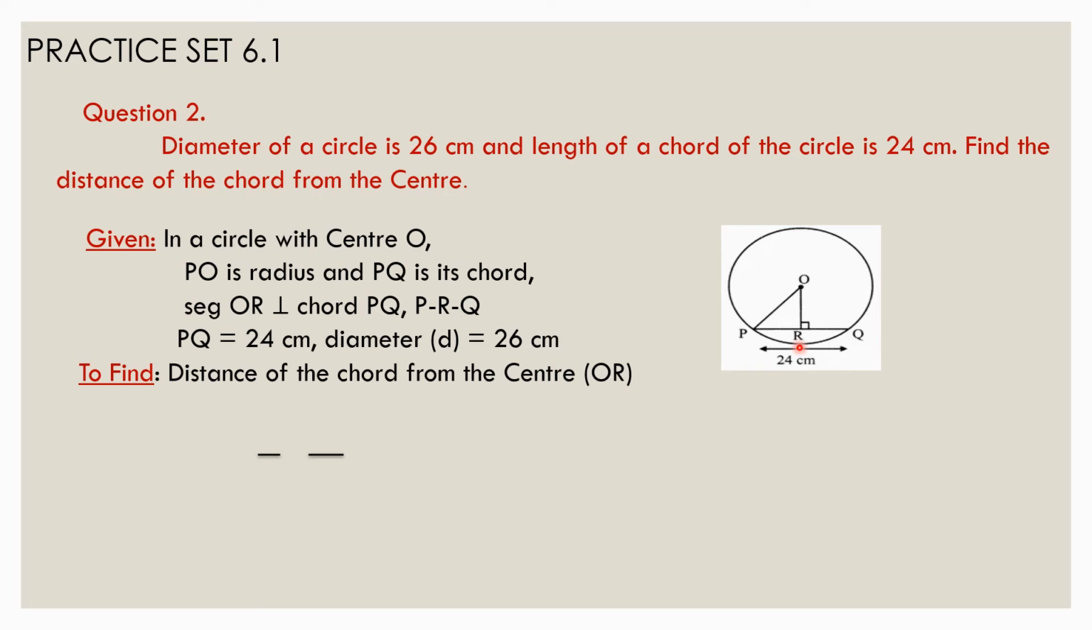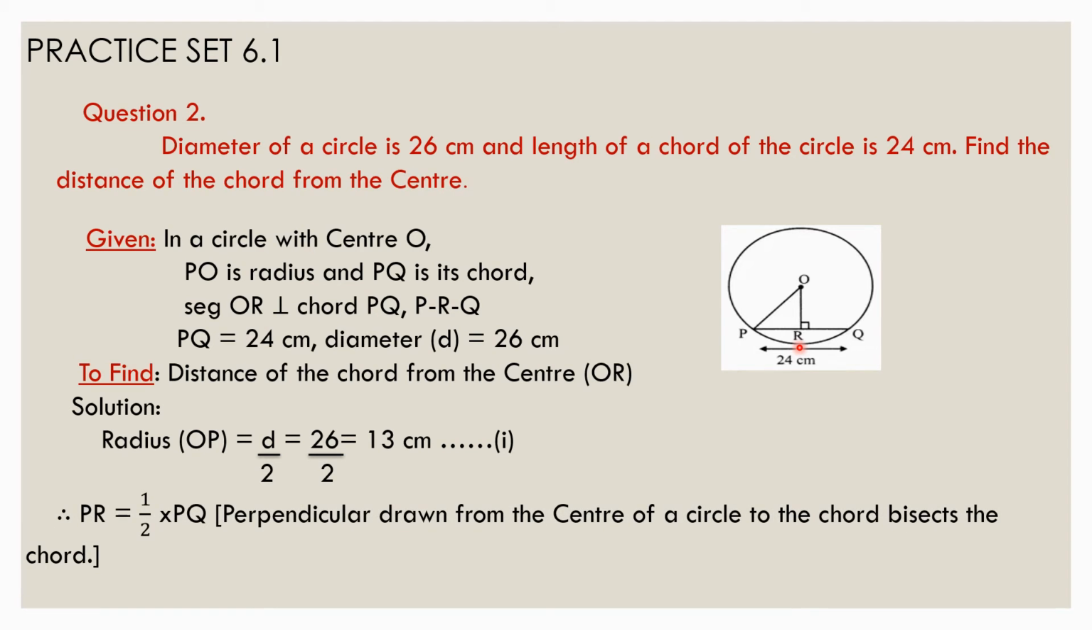Then solution. First find the radius. Radius OP is equal to diameter upon 2, that is 26 divided by 2 is equal to 13 centimeter. That is equation number 1. And you already know that a perpendicular drawn from the center of a circle to the chord bisects the chord. Therefore PR is equal to half into PQ, therefore PR is equal to half into 24 is equal to 12 centimeter. That is equation number 2.